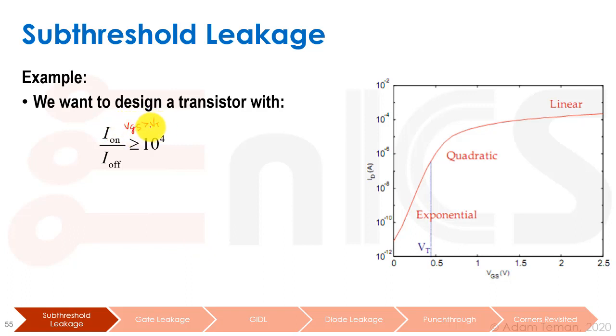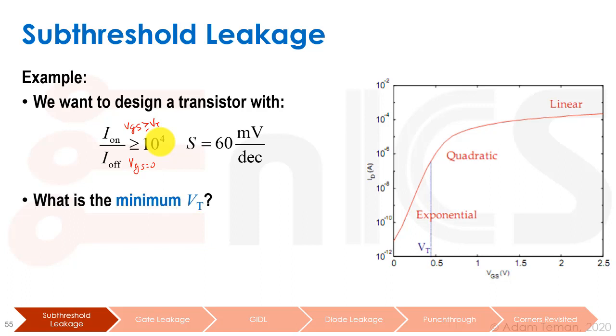So let's take the smallest amount we can have there, and let's say the VGS is exactly equal to VT, and we want to have I-off. I-off means that VGS equals 0. So we want our on current over our off current to be at least 4 orders of magnitude, okay? On the other hand, we have a perfect transistor here, and it has 60 millivolts per decade of subthreshold swing, and I want to know what the minimum VT is.